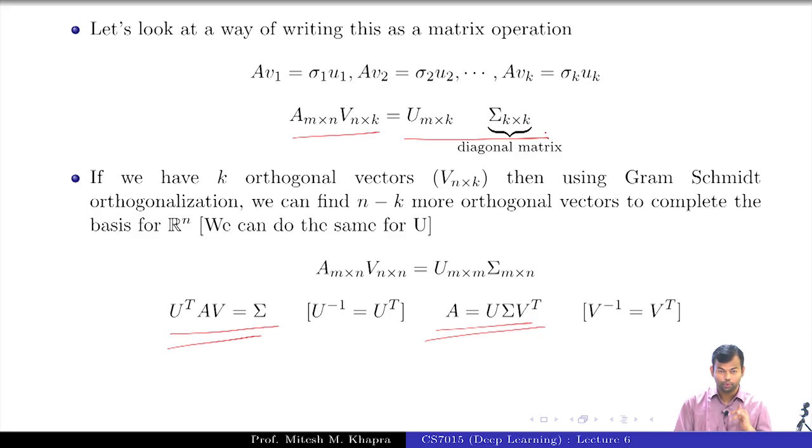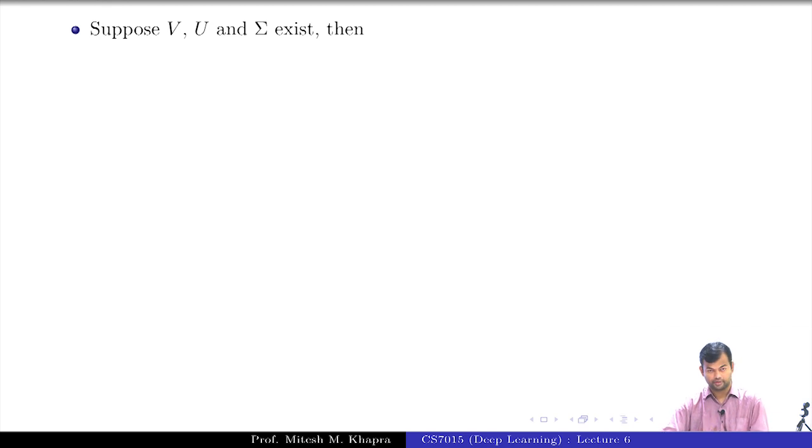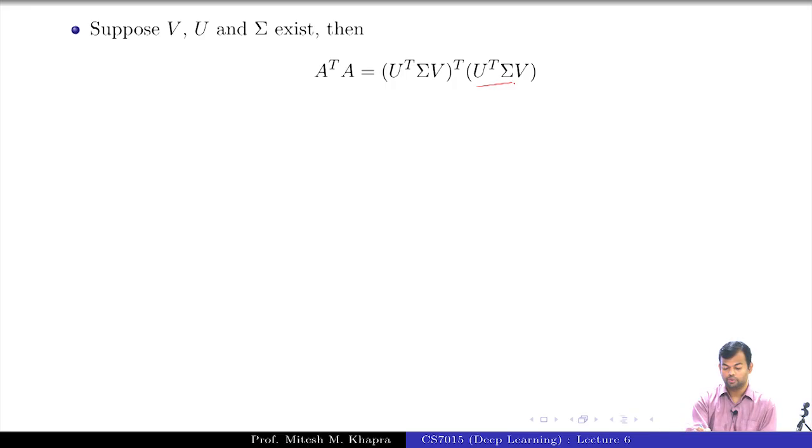Okay, so far everything is fine. Now I still don't know what U and V are. All this analysis is assuming that I know what U and V are. So now can you tell me how to get these U's and V's? Suppose V, U and sigma exist. Then we can write this: A is U sigma V transpose, so A transpose would be the transpose of that. Now can you work with me? What's the next step?